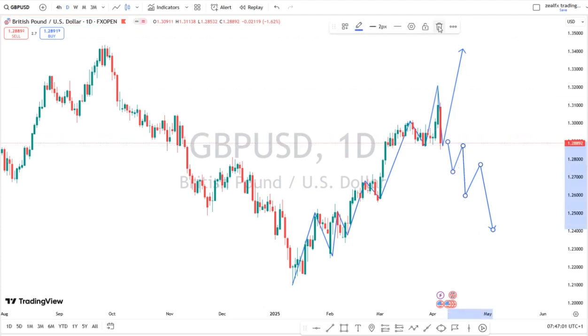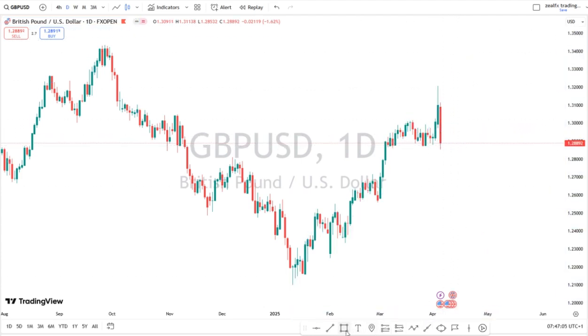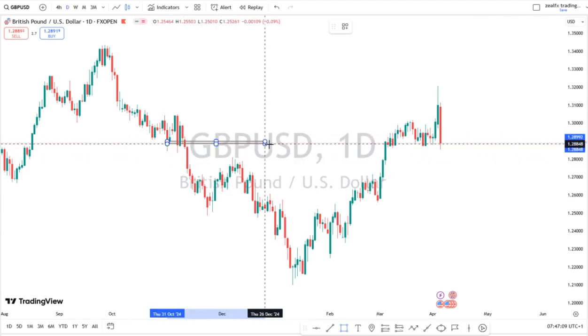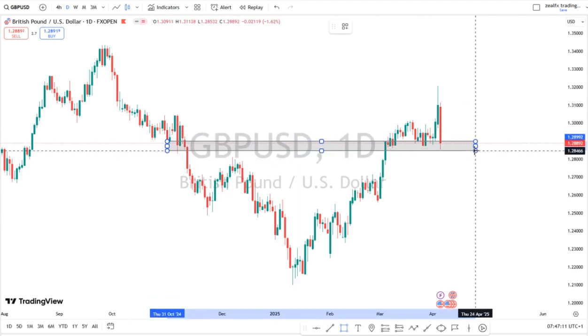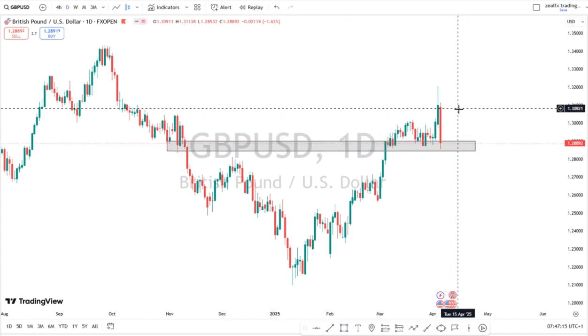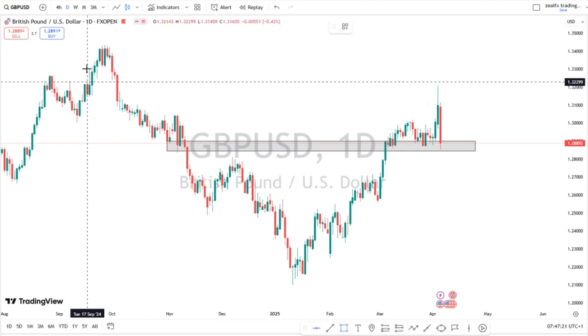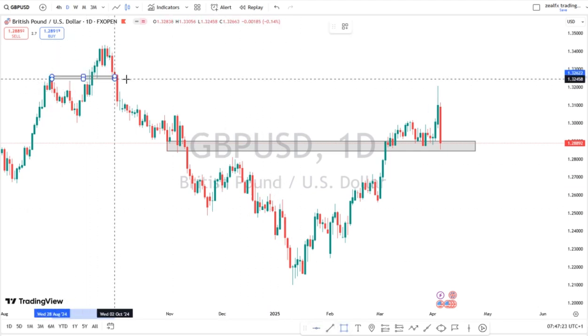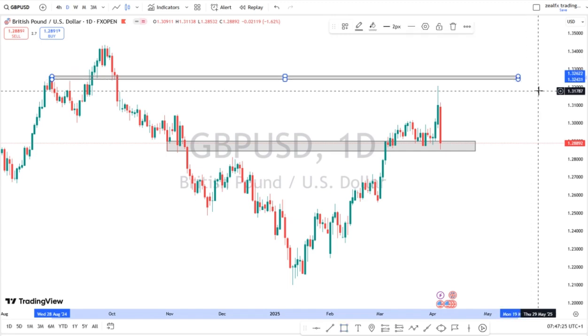We're looking for a price action setup on the Great British Pound USD from this significant support level on the daily chart. We're waiting for the setup to form on this level before we look at a buying opportunity. Then our target will be this next resistance level.